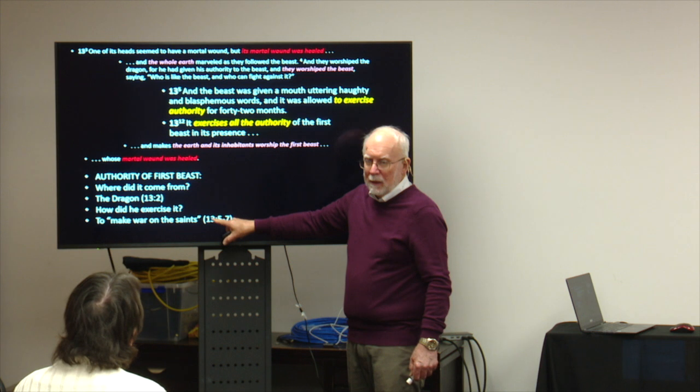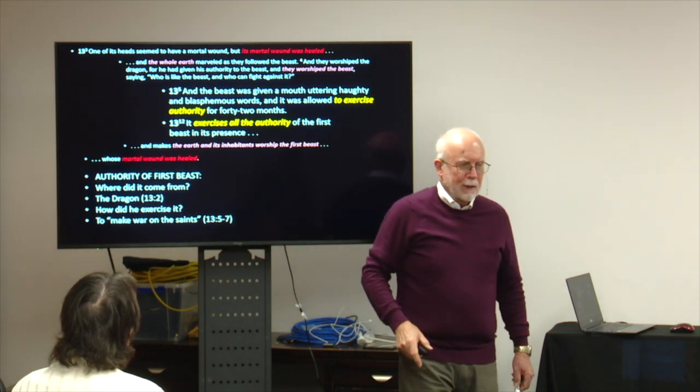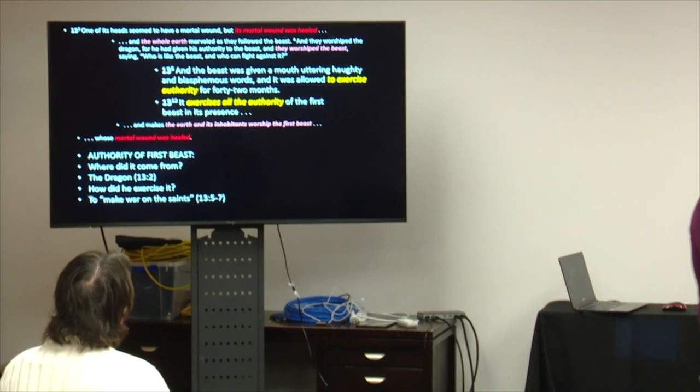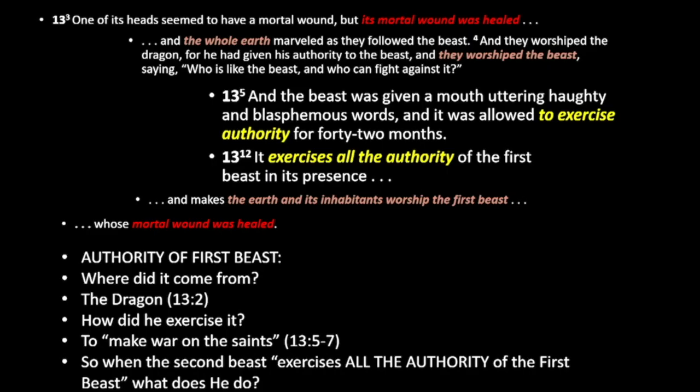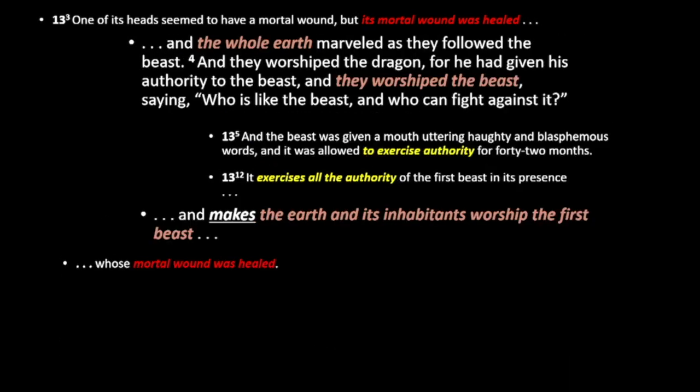Are we okay? And so the second beast, this is what he's going to do. In the presence of that wounded first beast, he's going to exercise the authority that the beast had before by persecuting. Wow. And so now we're starting to get the dynamics of the story straight. So when the second beast exercises all the authority of the first beast, what does he do? He persecutes. Are we okay? And then we come to the last part.